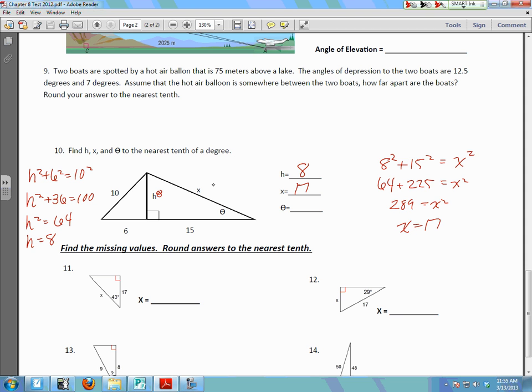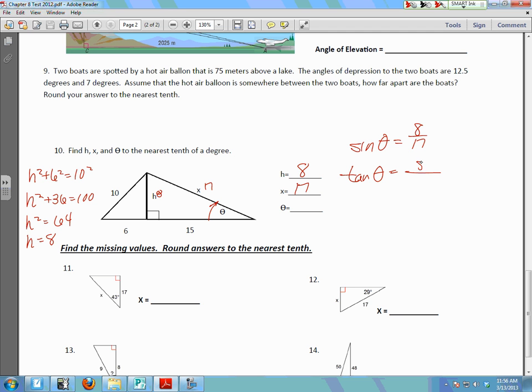Oh, still want to keep that there. Now it wants to know what theta is. Well, theta is that angle right there. I know all three sides of this triangle. So you can either use sine of theta is equal to opposite over hypotenuse, so 8 over 17. You could say tangent of theta is equal to opposite over adjacent, so 8 over 15. Or cosine of theta is equal to 15 over 17.